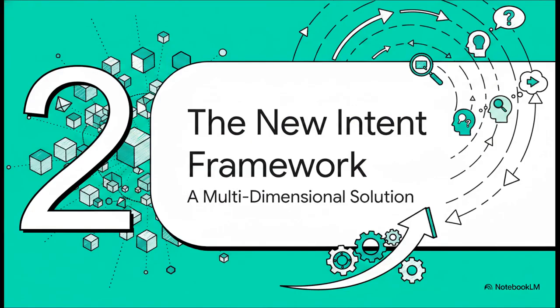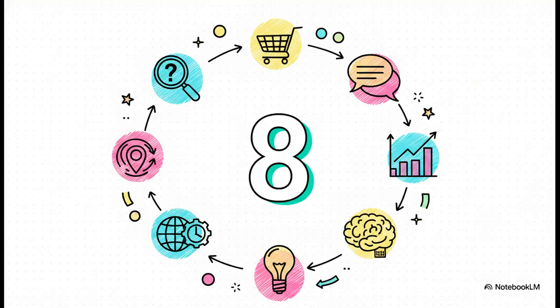Okay, so how do we actually fix this? Well, let's take a look at this solution, a brand new intent framework. The answer isn't some giant, complicated single list. No. Instead, this framework breaks intent down into 8, that's the magic number, 8 distinct dimensions that all work together.